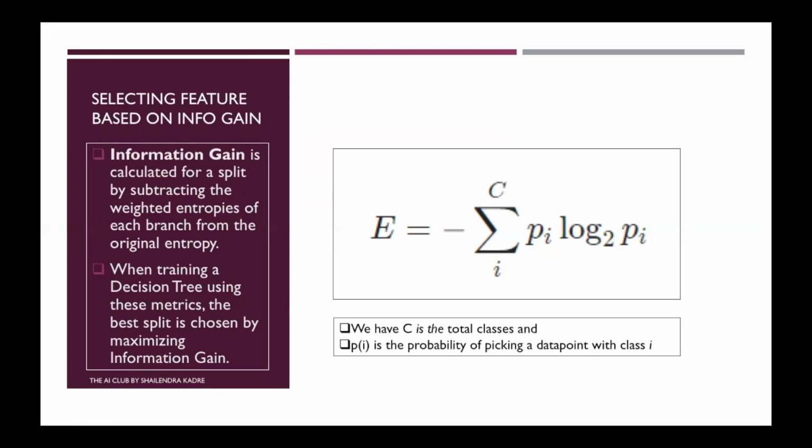In this way we will keep on trying various features, and the feature for which we get the maximum information gain, that feature we will use for splitting. So in this way, we will decide what feature is to be used as the root node. After the root node, we decide which features have to be used for the further splitting of the decision tree.